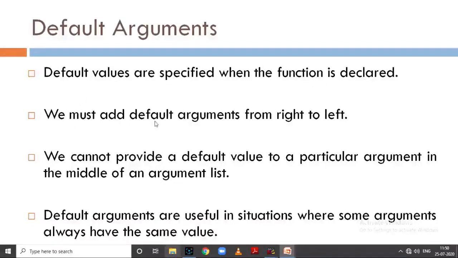So we must add default arguments from right to left. Yes, this is the rule to use default arguments in our user-defined functions: the declaration of default arguments must be done from right side to left side. That means the first default argument should be the rightmost argument in our list. Then we cannot provide a default value to a particular argument in the middle of an argument list. And default arguments are useful in situations where some arguments always have the same values.